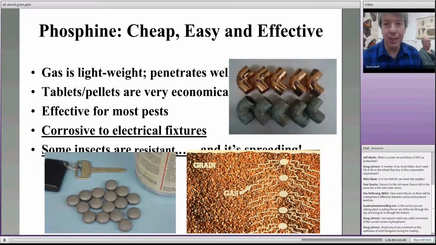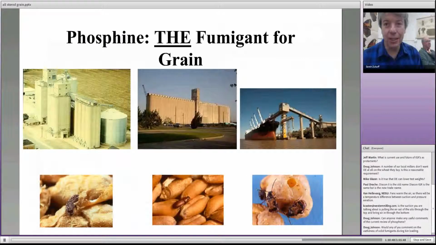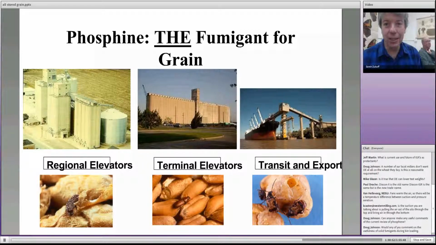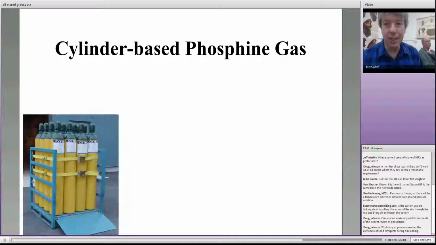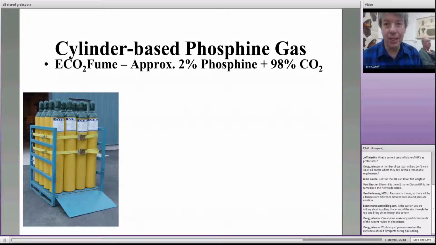And I hope it's showing on here, but some of the insects are resistant, and that is spreading. So we're going to talk a little bit about the phosphine resistance problem. Again, it is the fumigant of choice for these settings. And we have alternatives to the pills and the pellets, and that is cylinderized phosphine.